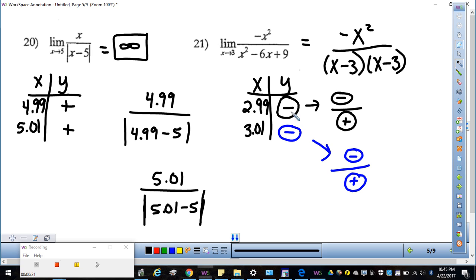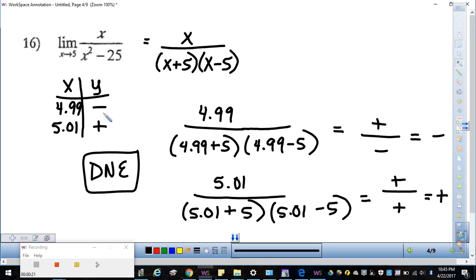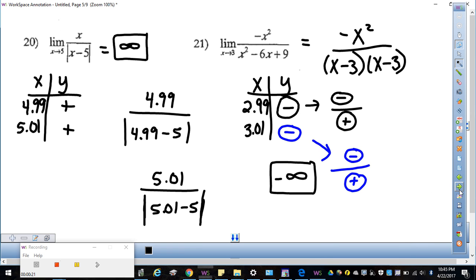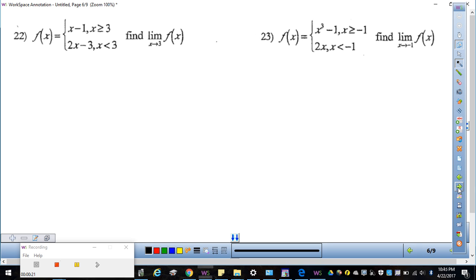Okay, so because they're both approaching the same sign, the same direction, this limit is going to be equal to negative infinity. Right, so then if they're different, that's when it does not exist. So there's kind of an example of each situation there.